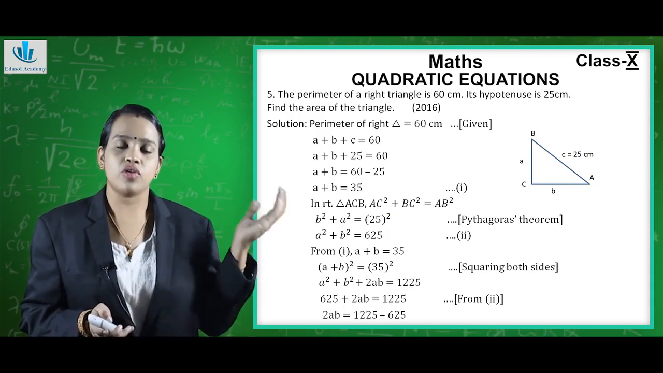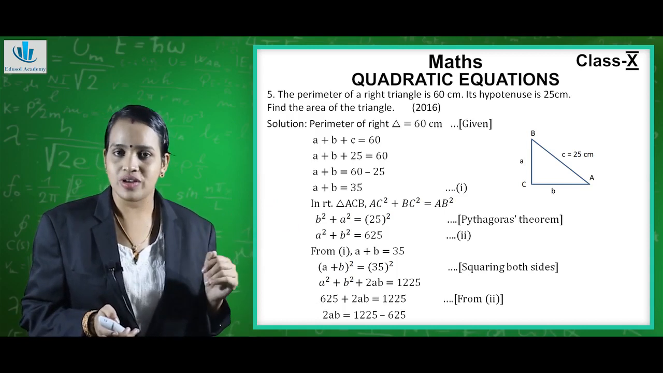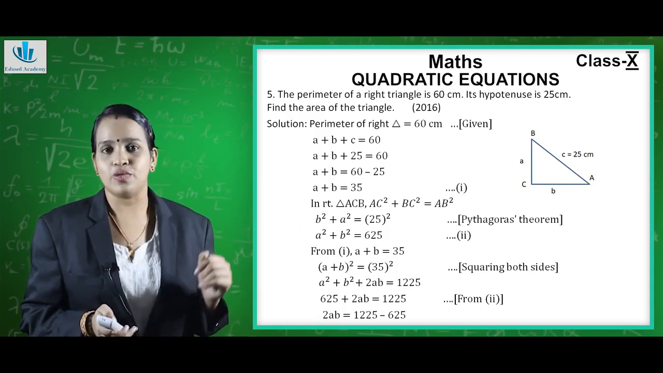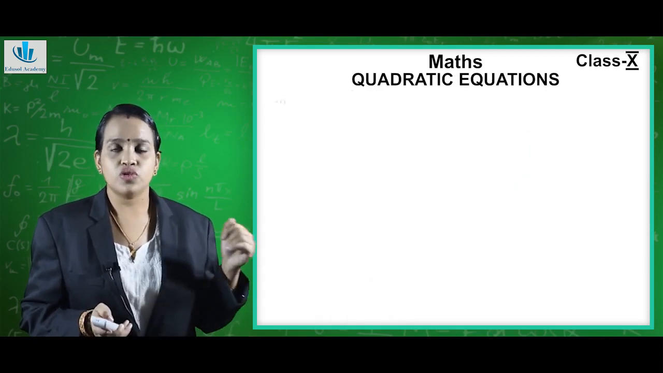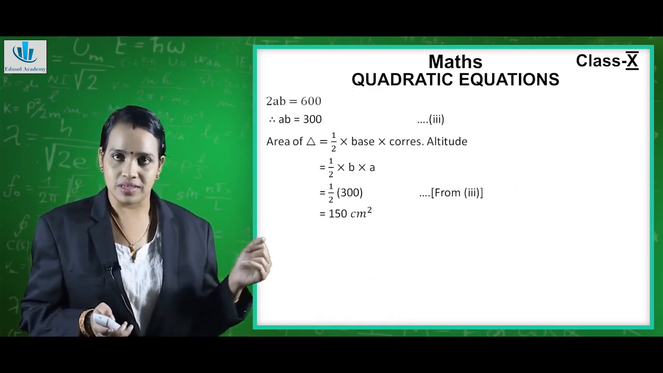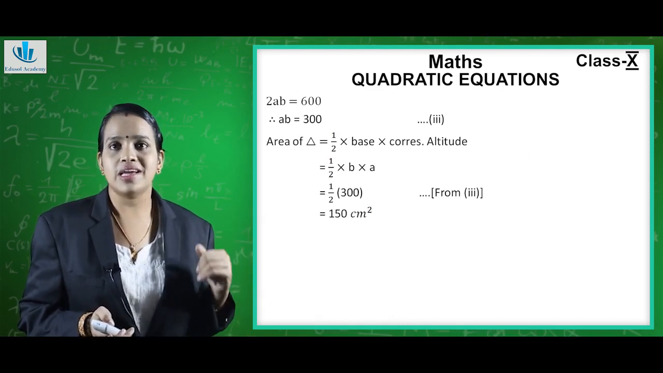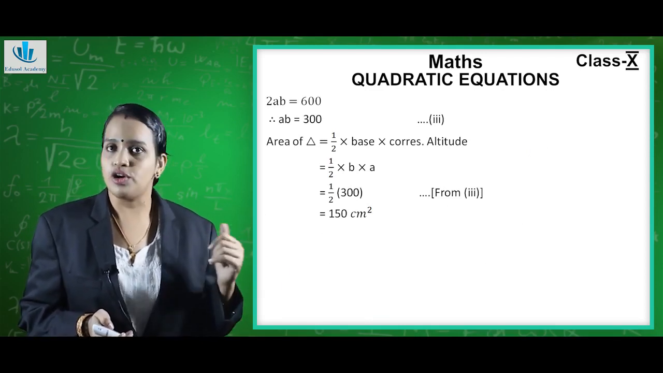So when we take 625 on the other side, it becomes minus 625. So 2AB is equal to 1225 minus 625. So it gives 2AB is equal to 600. When we take 2 on the other side, it divides. So AB is equal to 300.